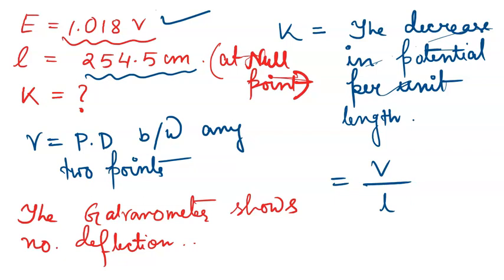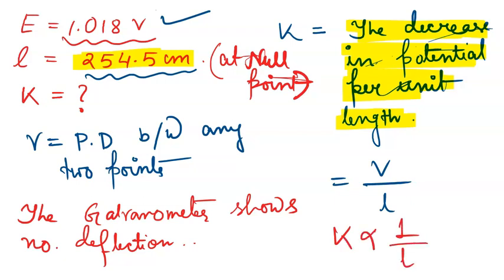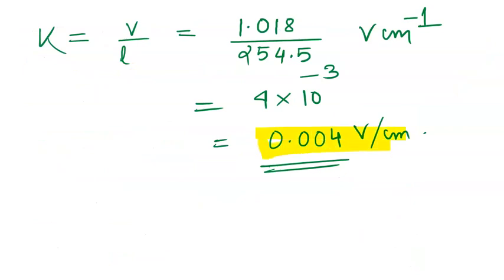And we have to remember that the definition of K is the decrease in potential per unit length. That means if the balancing length increases, the potential gradient will be less. Why? Because we can see that K is inversely proportional to the balancing length. So as we increase the balancing length, it will decrease. Okay. So this is the answer of this question.